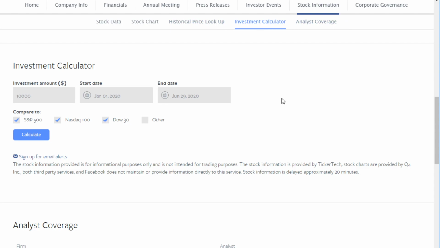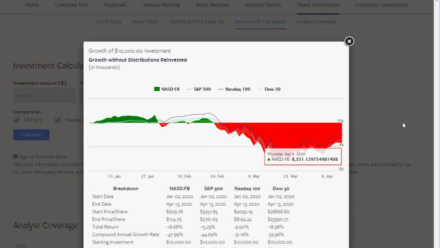The interesting part here, what I found, is that you can put in how much you wanted to invest, with a start and end date, and you'll be able to compare Facebook stock with the S&P 500, NASDAQ, and Dow 30. So I put $10,000 as an initial investment, made at the beginning of this year through the end of today, and what I will be calculating is the total return.